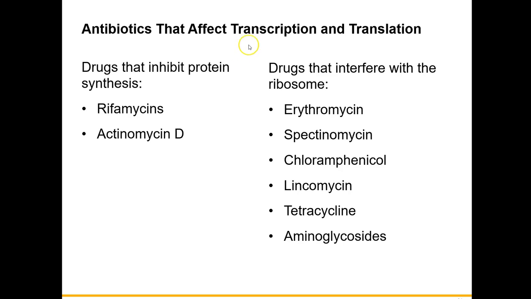Antibiotics can affect transcription and translation. So drugs can inhibit protein synthesis, like rifamycins and actinomycin D. There are also ones that interfere with the ribosome, like erythromycin, spectinomycin, chloramphenicol, lincomycin, tetracycline, and aminoglycosides.